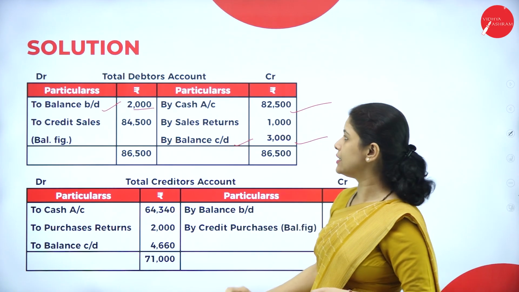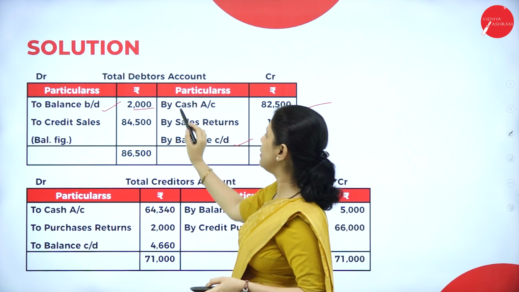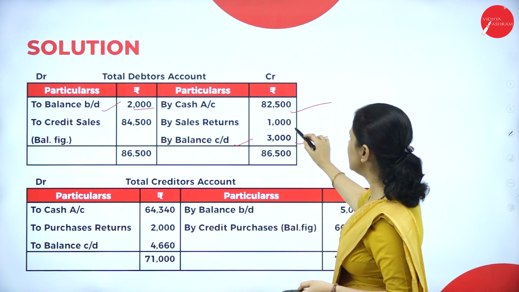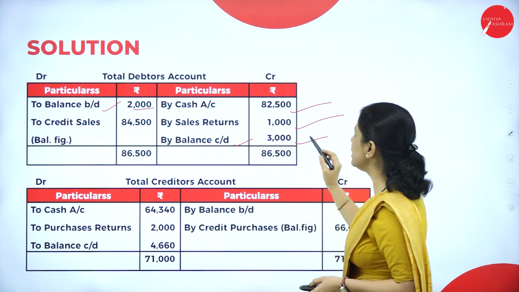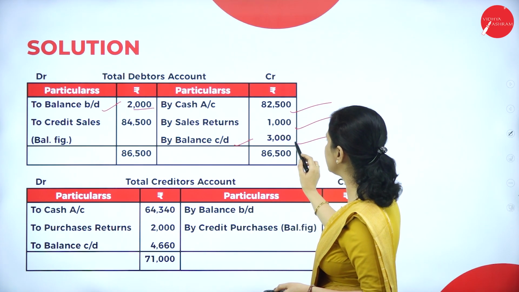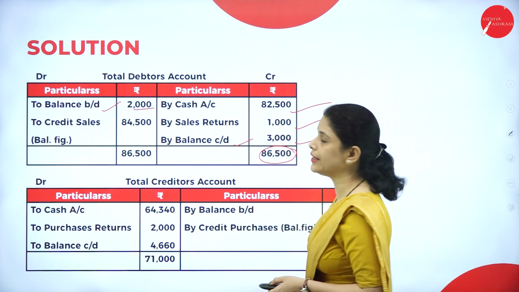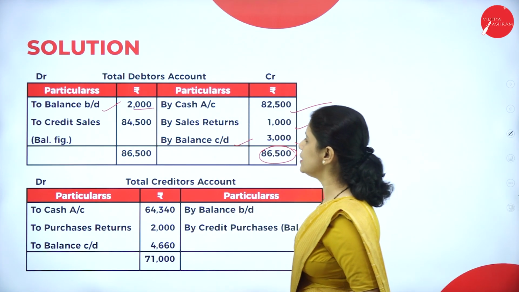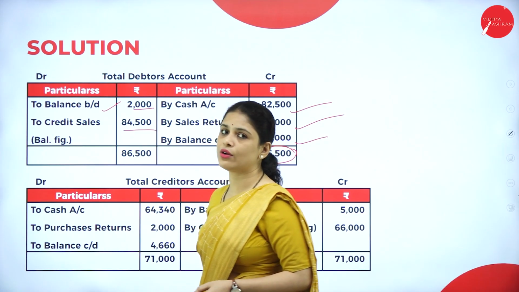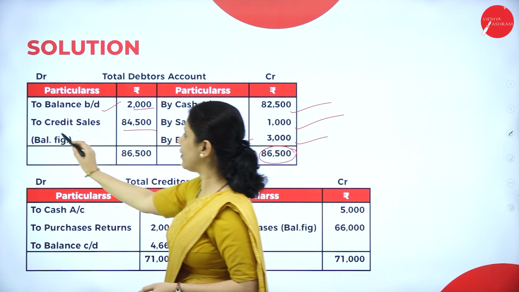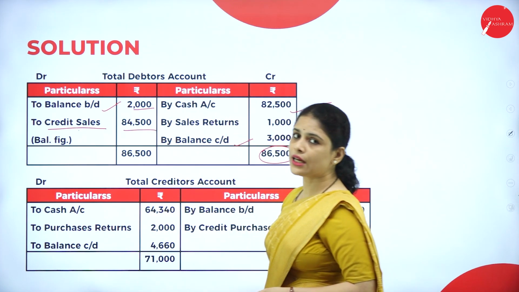Sales returns are there. So where will sales return come? It will come in the credit side of the total debtors account. What we have to write? Sales return. Here total in the credit side we got 82,500 plus 1,000 plus 3,000, that is 86,500 we got. And in the debit side we have only 2,000. So difference will be 84,500. That is called credit sales. So what did we find out? We found out here the credit sales.